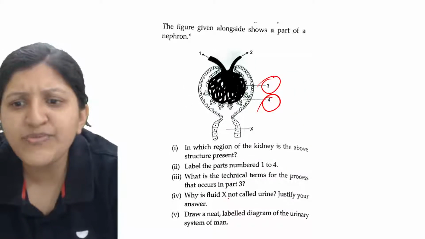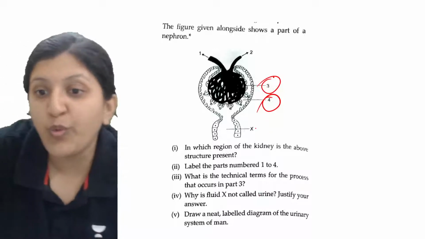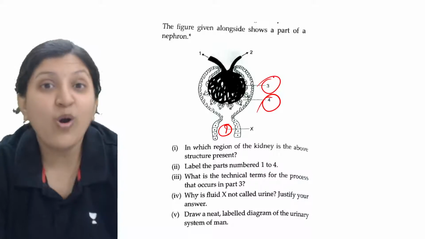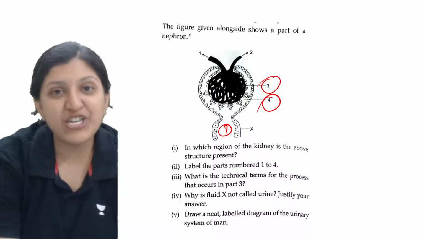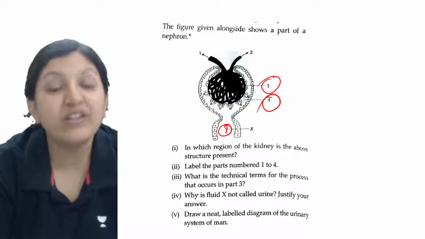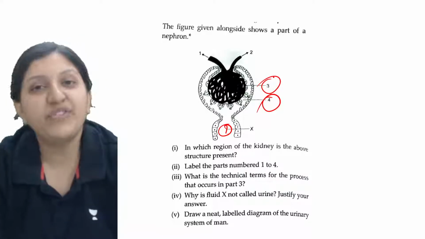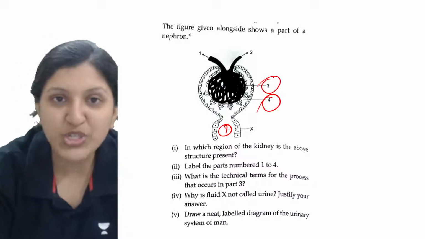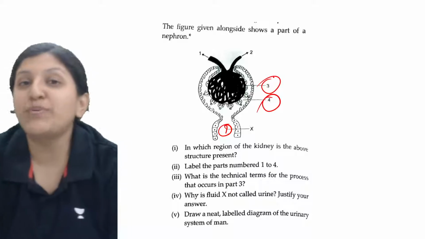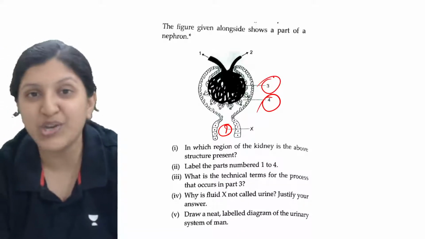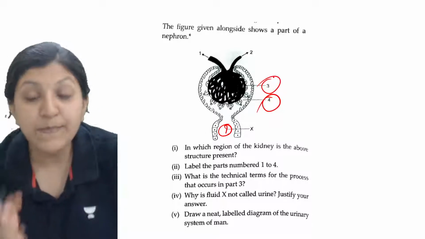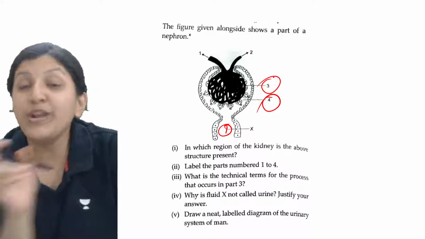And why is fluid X not called urine? What is this fluid X called? Why is it not urine? Because just the ultrafiltration process has occurred. There are many more processes, like tubular secretion. The first thing, after the ultrafiltration, is that selective reabsorption has to occur, and once the selective reabsorption has occurred, then there is the tubular secretion process. Only after the tubular secretion process is done can we call it urine, not until then.